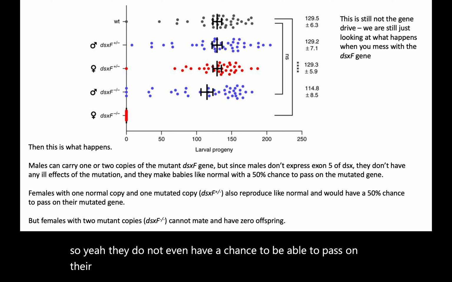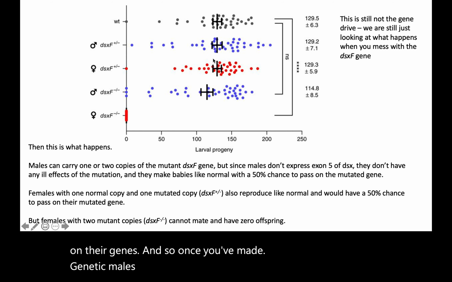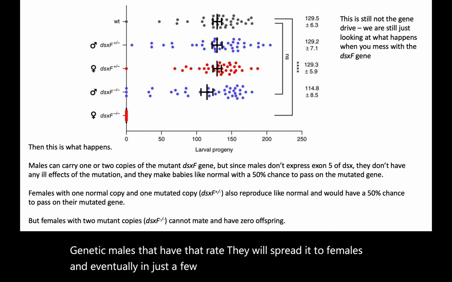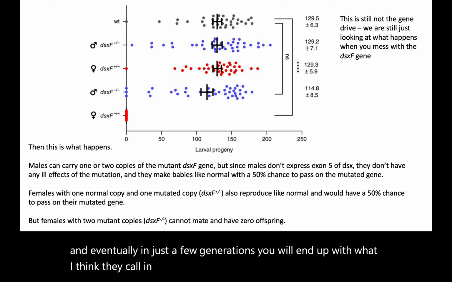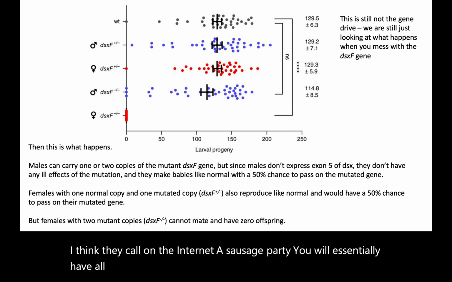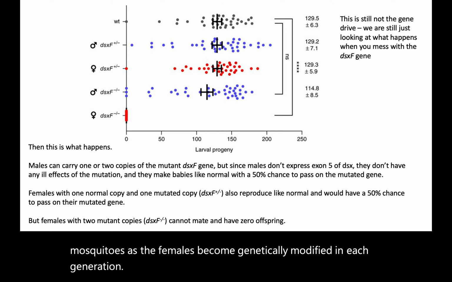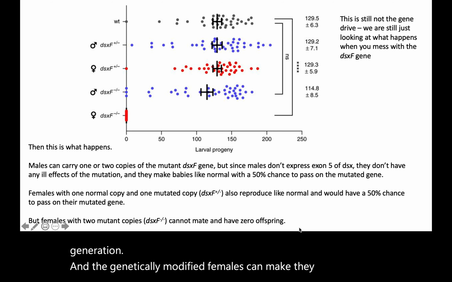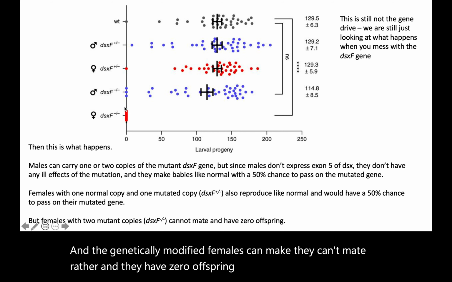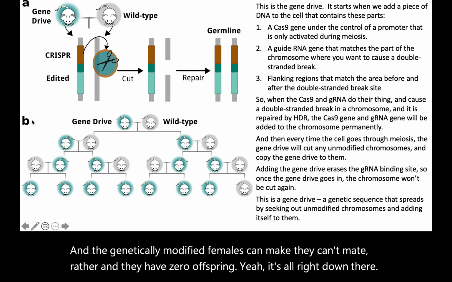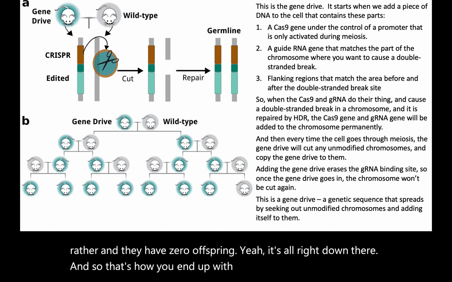And so once you've made genetic males that have the trait, they will spread it to females. And eventually, in just a few generations, you will end up with what I think they call on the internet a sausage party. You will essentially have all male mosquitoes, and they will run out of female mosquitoes as the females become genetically modified in each generation. And the genetically modified females can't mate, and they have 0 offspring. And so that's how you end up with potentially an extinction type event.